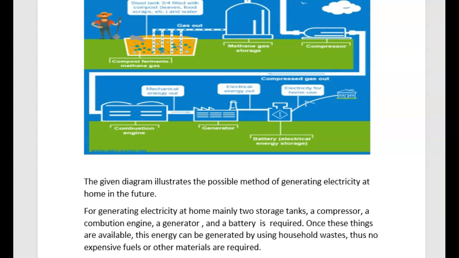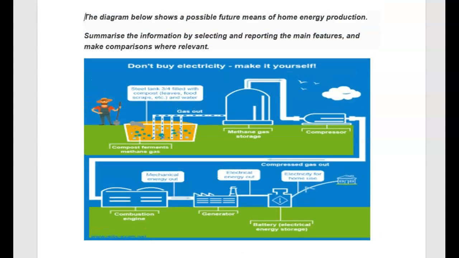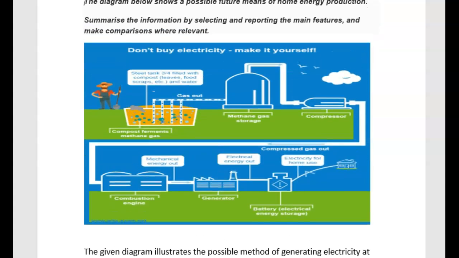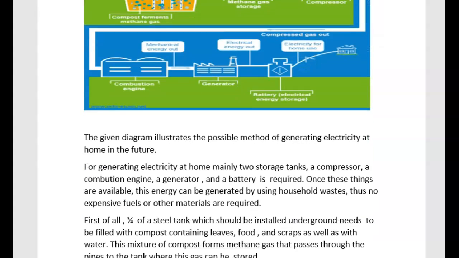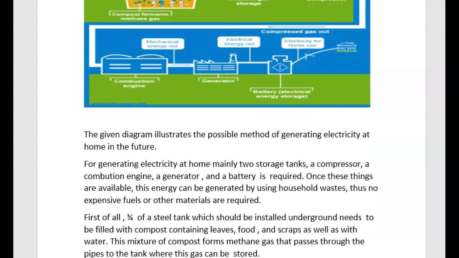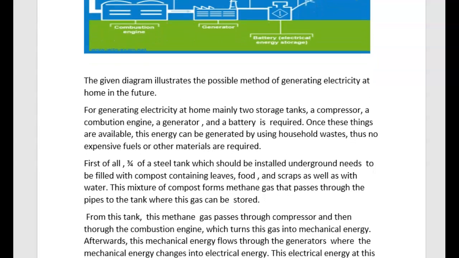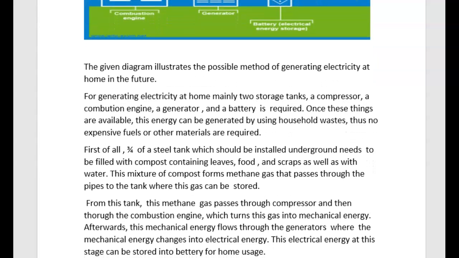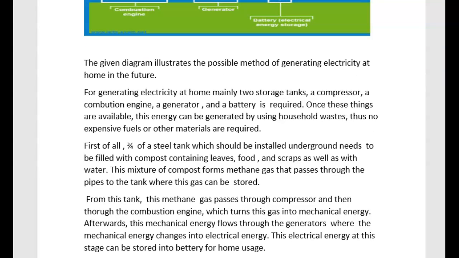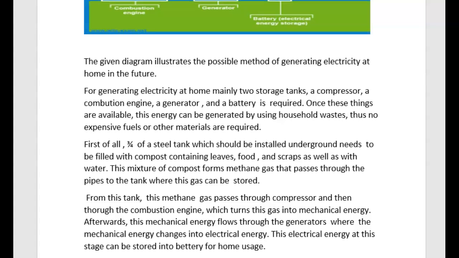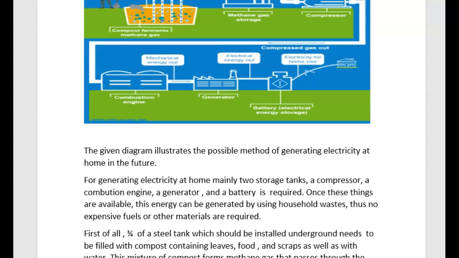The given diagram illustrates the possible future means. Okay, possible method of generating electricity at home in the future. Fine. For generating electricity at home, two storage tanks, a compressor, a combustion engine, a generator, and a battery are required. Once these things are available, this energy can be generated by using household waste with no S there. Thus, no expensive fuels or other materials are required.